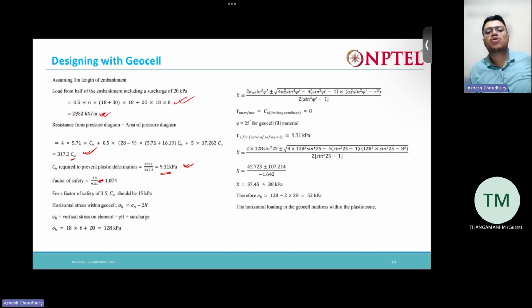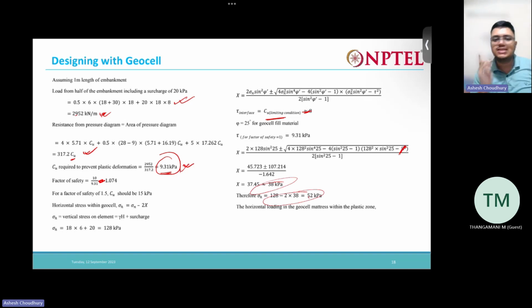The rest of the problem is solved thinking that Cu is 15 kPa. Cu of the soil is 15 kPa. So at least the Cu of the soil should be 15 kPa in order to get a better safety of 1.5. Now this Cu that we got here, 9.31, this Cu is nothing but the limiting Cu. This they have actually done wrong. You just do this by yourself. This Cu is the Cu limiting.